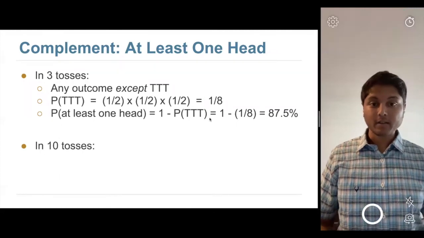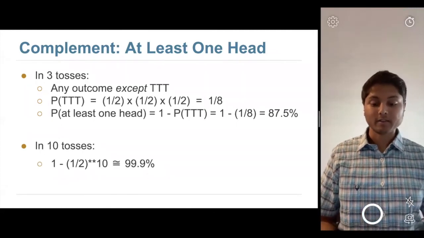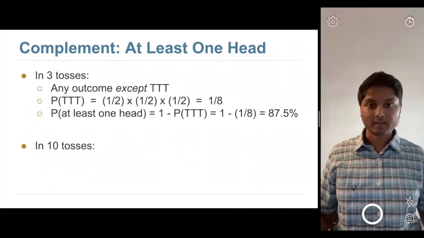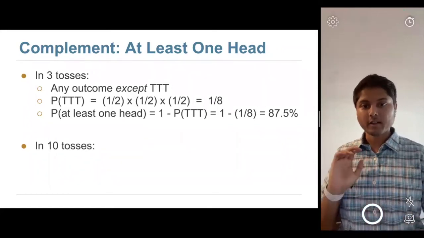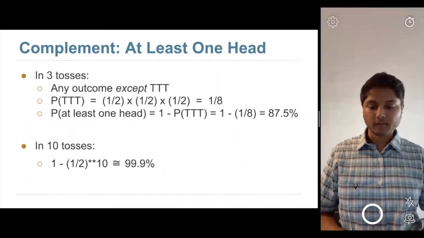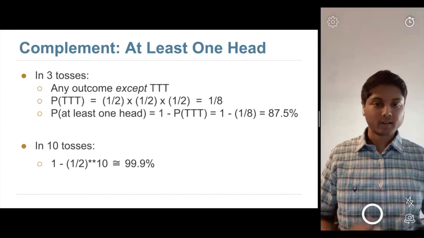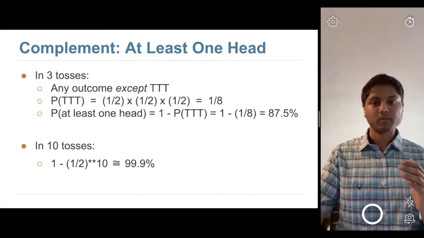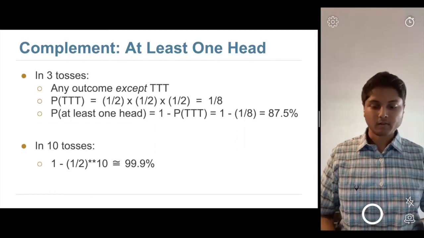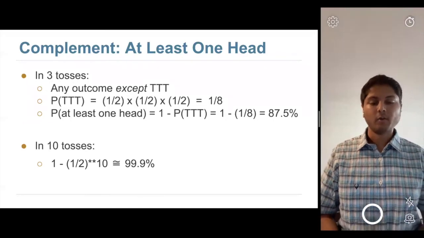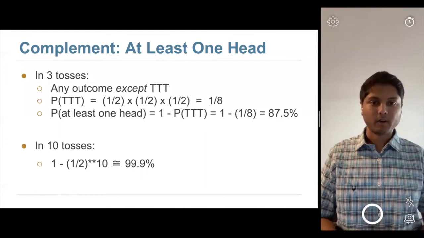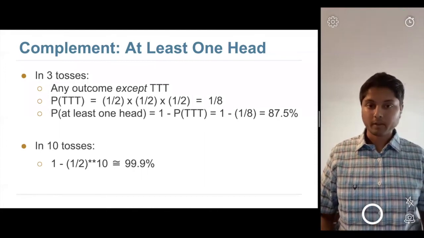And then we can extend this to an even harder problem. Let's say you're doing 10 tosses and you want to know the probability of getting at least 1 head in 10 tosses. Basically, find the probability of getting all tails and then subtract that from 1. In this case, getting all tails is 1/2 raised to the 10th power, because you just do 1/2 times itself 10 times. That's a really, really tiny number. So 1 minus that is almost 100%, almost 99.9%. What this is saying is that in 10 tosses, it's almost impossible to not get at least 1 head. Not completely impossible, but almost.